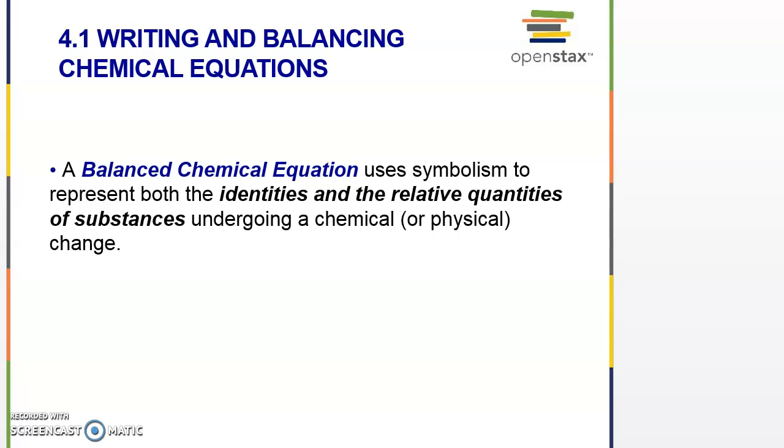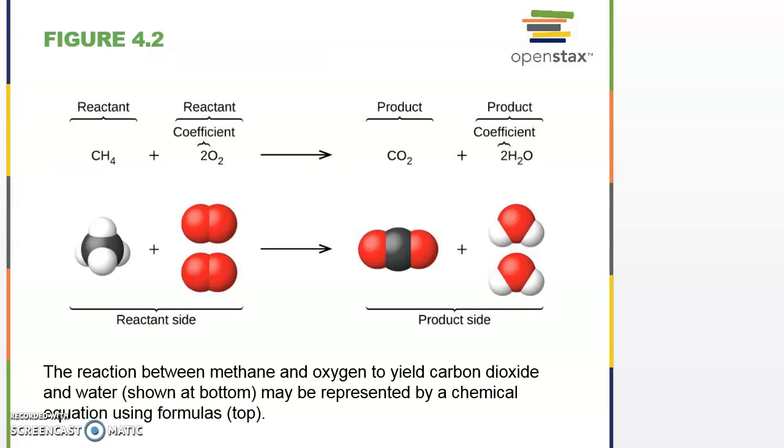So what is a balanced chemical reaction? A balanced chemical reaction uses symbolism to represent both the identities and the relative quantities of substances undergoing a chemical or physical change. Here is an example.